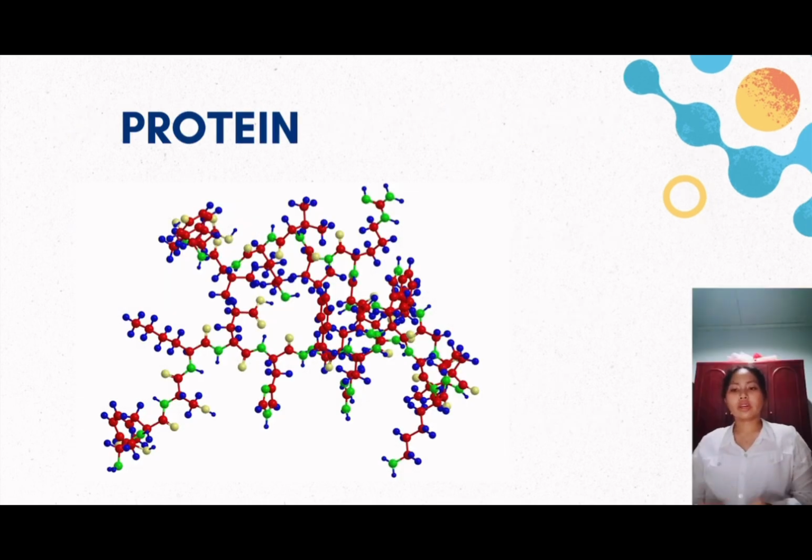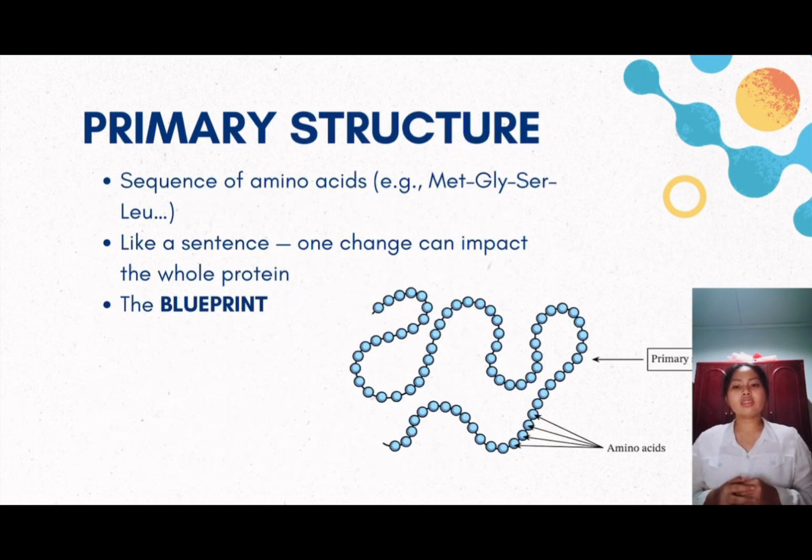Okay, so let's start with visualizing protein. Let's think of it as a building block. Each level of structure adds complexity and shape to its overall design and function. Let's first talk about primary structure, which is the blueprint. This is simply the sequence of amino acids in a polypeptide chain.